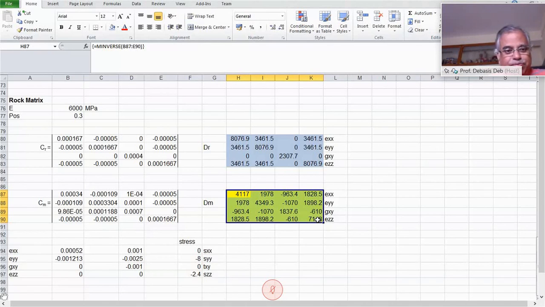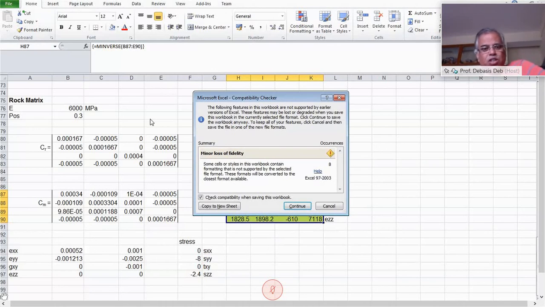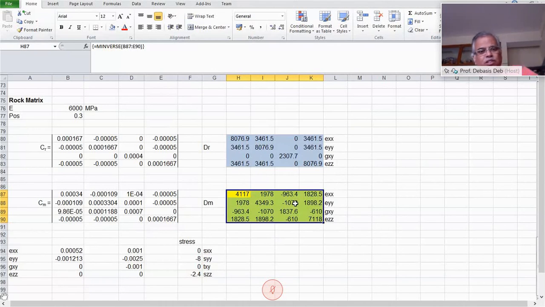Okay. Is that clear? This is the equivalent way of analyzing jointed rock mass behavior. Even using finite element software, we can do that. Okay. So this pretty much completes this chapter.